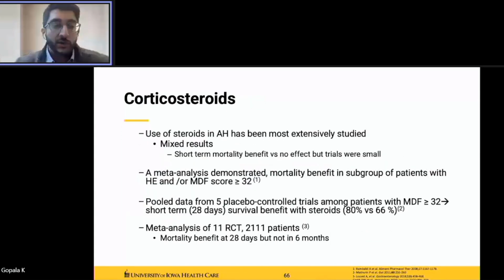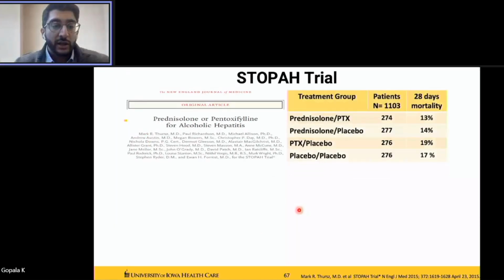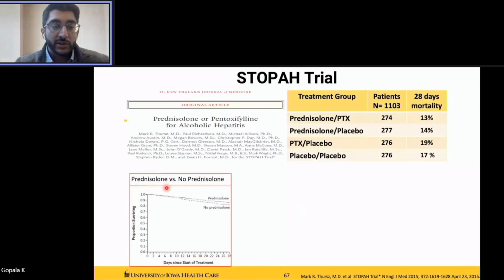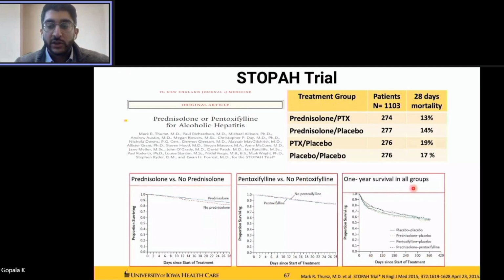Again, coming to corticosteroids, it's been validated. And the main validation was the STOP-AH trial. That showed prednisolone versus no prednisolone, pentoxifylline versus no pentoxifylline, and 1-year survival in all these groups. So it is important to know that with prednisolone versus no prednisolone, there was a significant reduction in 30-day mortality, but no reduction in long-term mortality.